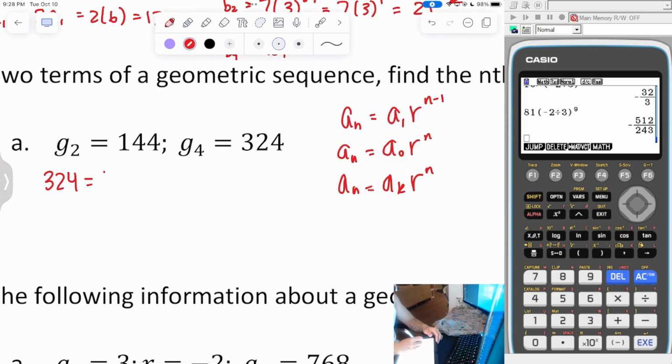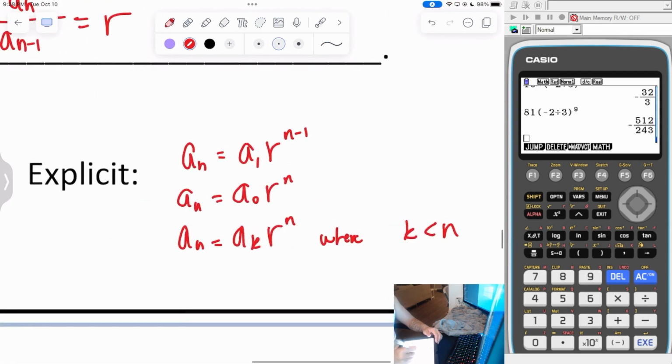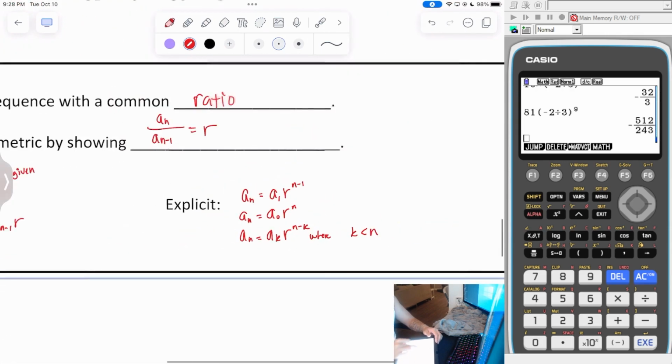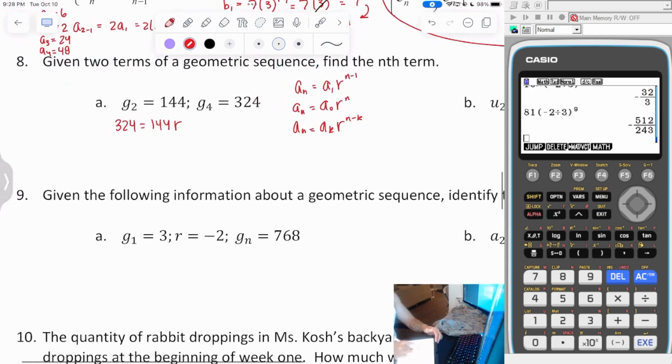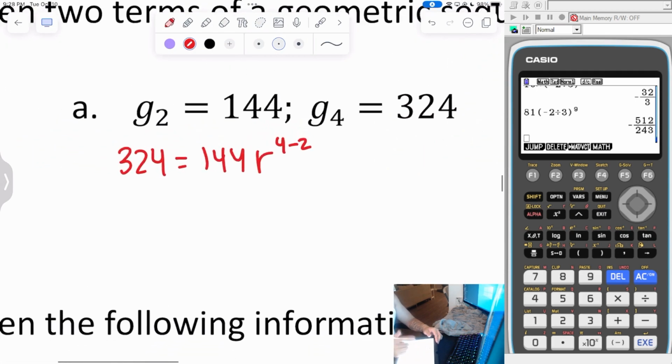324 is equal to 144 times r, which I don't know yet, to the power of, ooh, I forgot something in the equation. It should be n minus k here. I apologize. N minus k. So make sure you go back down there and write n minus k here as well. All right, we're good now. And so my n in this case is 4, so I'll have 4 minus 2, and then we'll simplify this equation to solve for r.